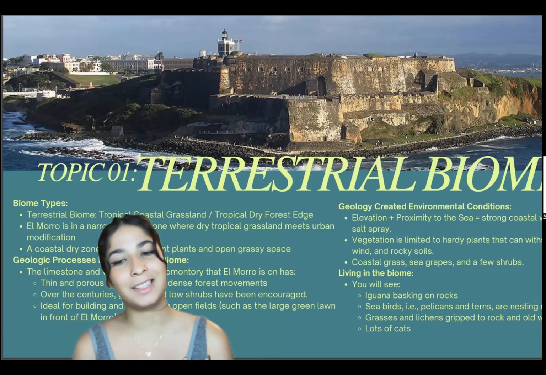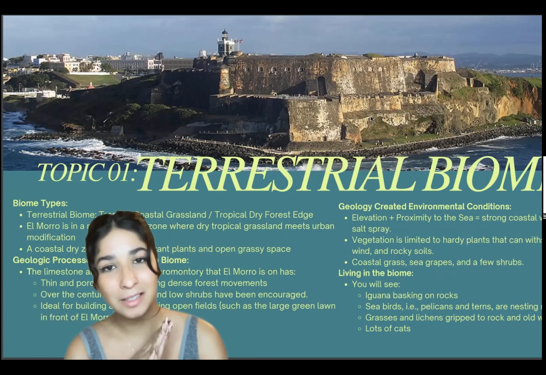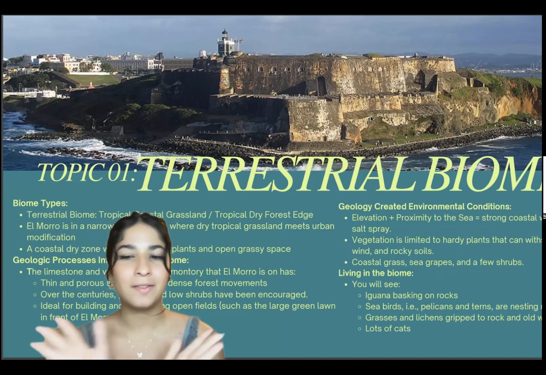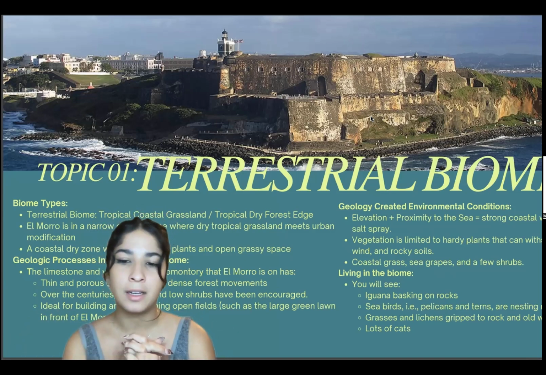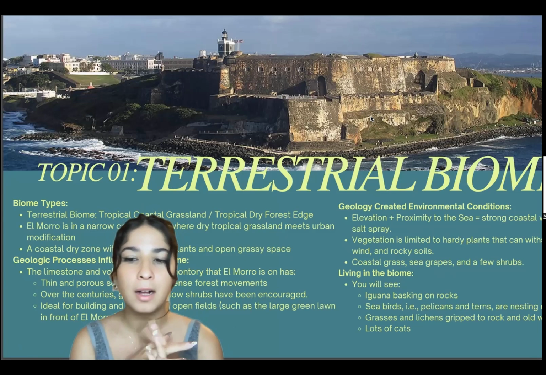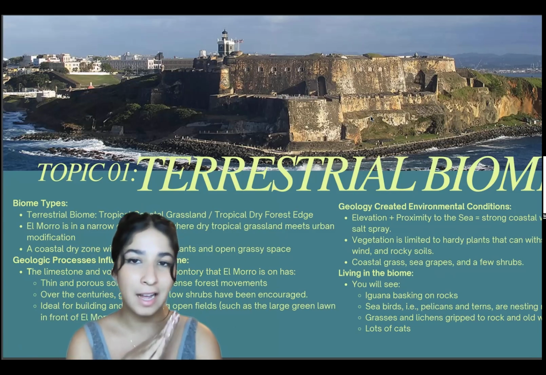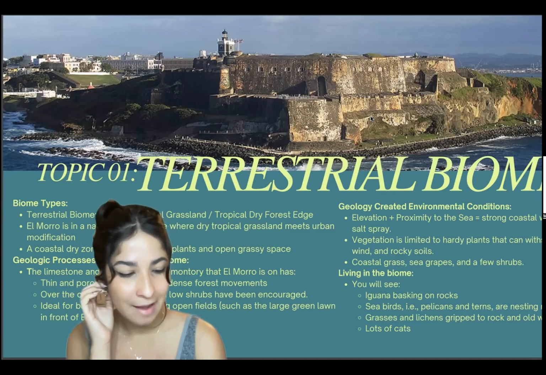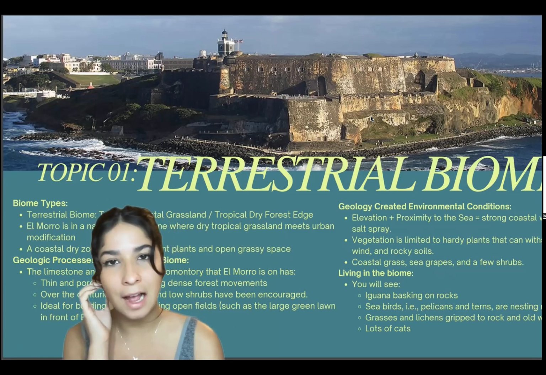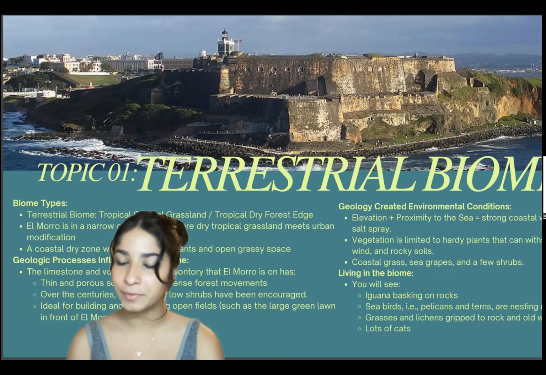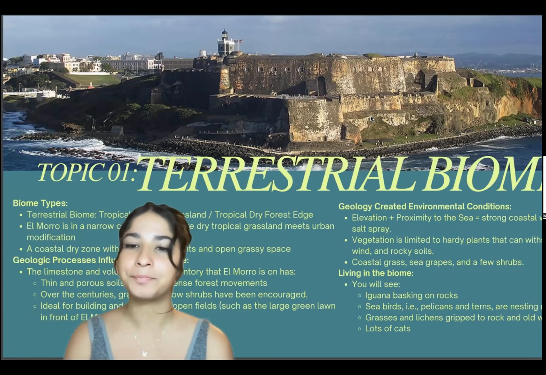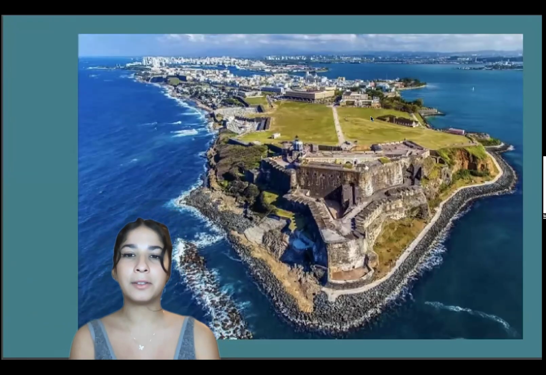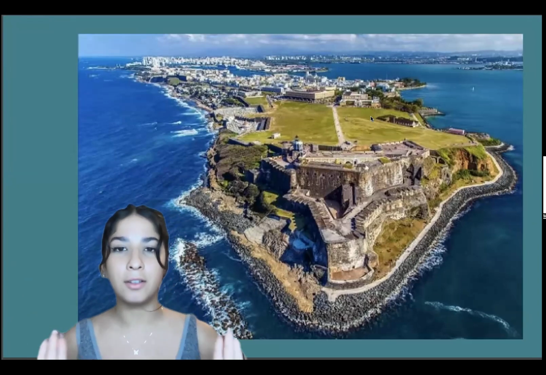You will see living in the biome iguanas, a lot of them. A bunch of seabirds are nesting around grasses, lizards gripped to the rocks, and lots of cats. We have a lot of stray cats in Old San Juan, and we have organizations that help feed them, and also locals help feed them too. I also included this picture just so you could see the whole picture.